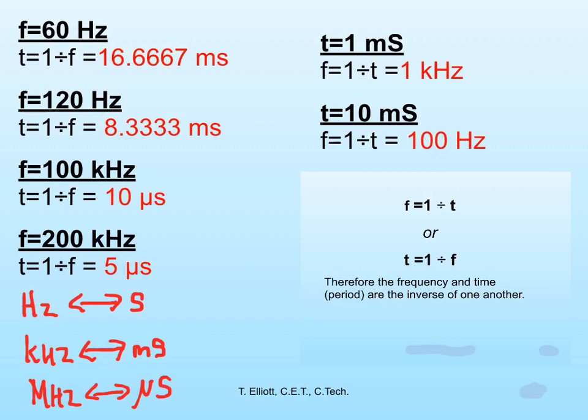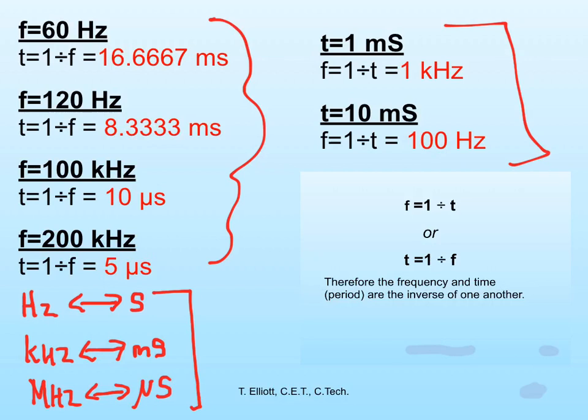Okay, so there are some practice conversions. Make sure you can manage those. In the first case, I give you the frequency, convert to the time. Time is the same as period. Over here, I give you the time, calculate the frequency. Okay, so we're dealing with hertz. Hertz corresponds always with seconds. Kilohertz with milliseconds, megahertz with microseconds. And there are the 2 formulas you need.